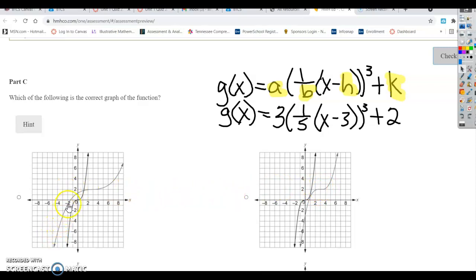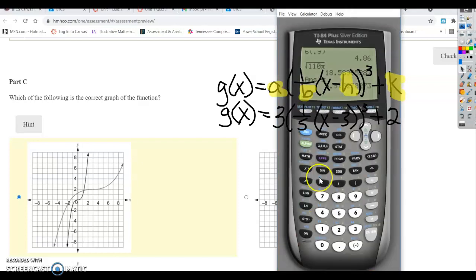This one, it's kind of hard to tell. This one is stretched out. This 1/5 is really going to change things from the original shape. So based on this 1/5, I'm going to pick the first graph. Now, if you're not sure, you can always go to your graphing calculator and type in this equation. So let's look and see. Let's hit clear.